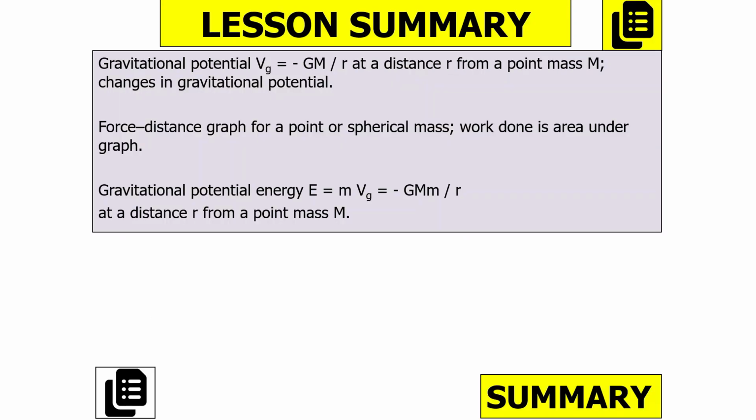To summarise, gravitational potential is equal to minus GM over r at a distance of r from a point mass M, and that leads to changes in gravitational potential. Whilst a force distance graph for a point or spherical mass gives you the work done, which is the area under the graph, and the gravitational potential energy is equal to mV_g, or minus GMm over r at a distance r from a point mass M.